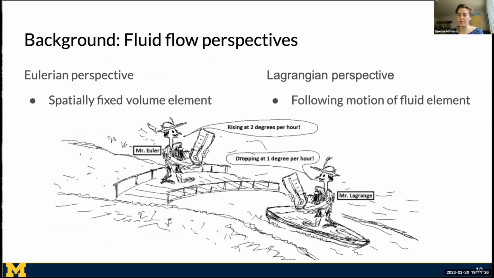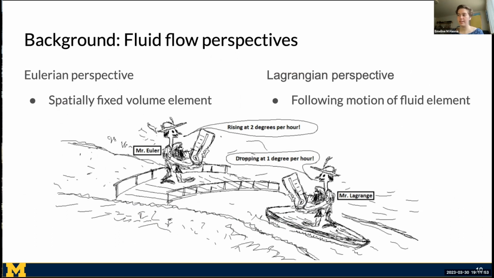Okay, so before we go into a large part, which is going to be data processing, I'm going to go through a few background concepts that are going to be important to understand later. The first one is fluid flow perspectives. You may have heard this if you took a fluid class, but there's the Eulerian perspective and the Lagrangian perspective. I really like this comic as a way to illustrate it.